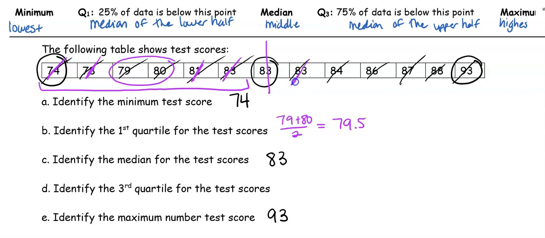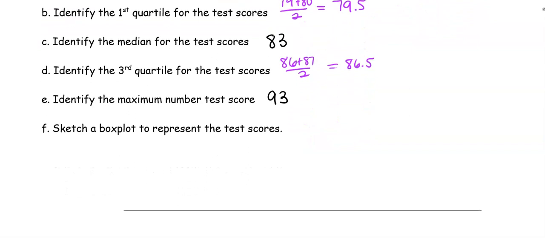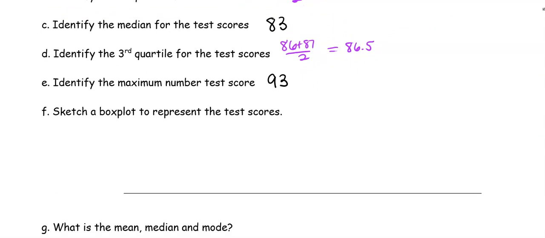We look at the upper half, cross off 83 and 93, 84, 88. Once again, we're left with 2 scores. So the median of the upper half, we get 86.5. We are going to use this 5-number summary to create our box plot.